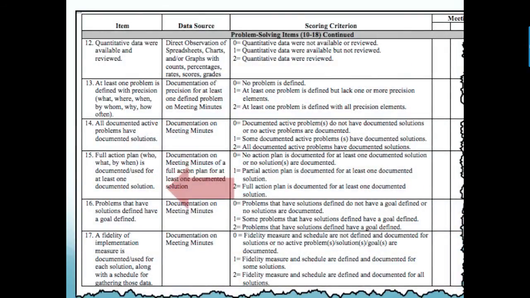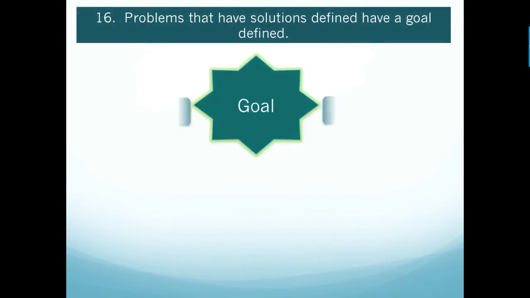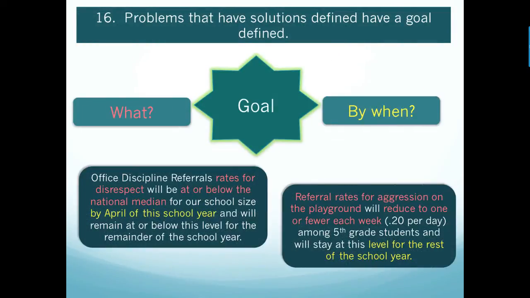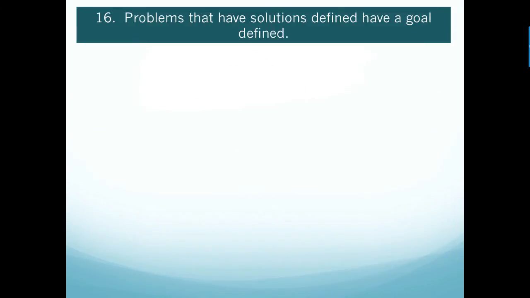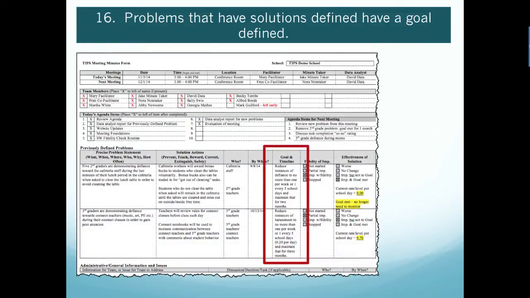Item number 16 talks about solutions having a goal defined. And we remember that the components of a goal are the what and the by when. Again, we can look at our TIPS meeting minute form, in either the previously defined problem section or our new problem section, to see our goal and timeline.